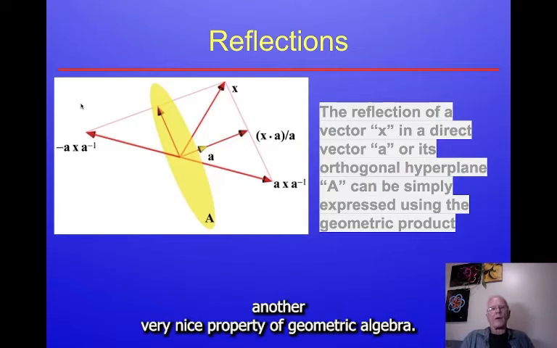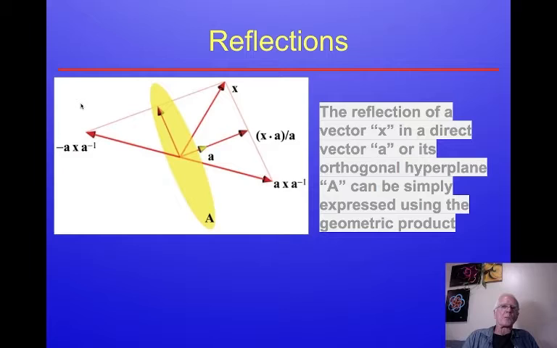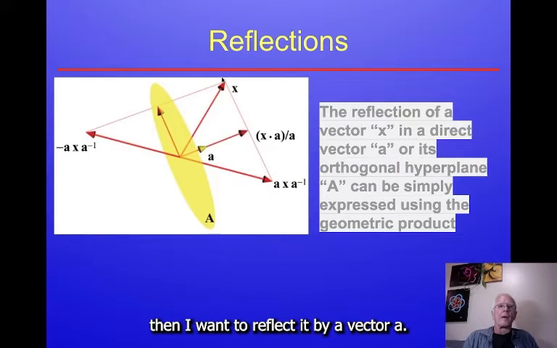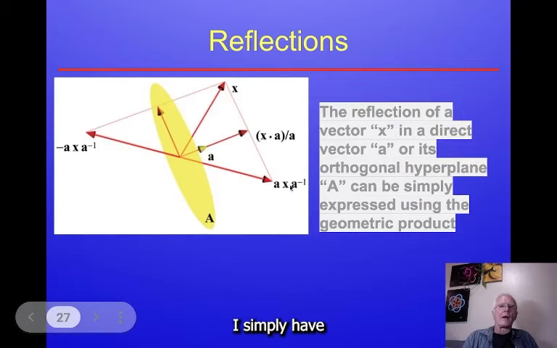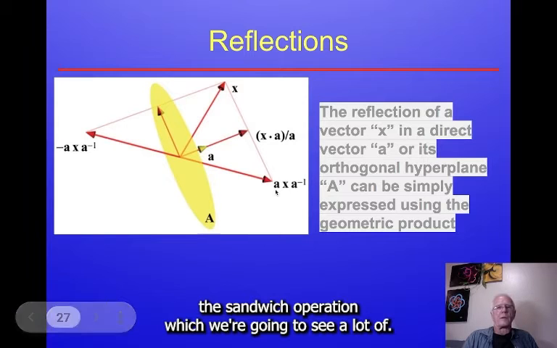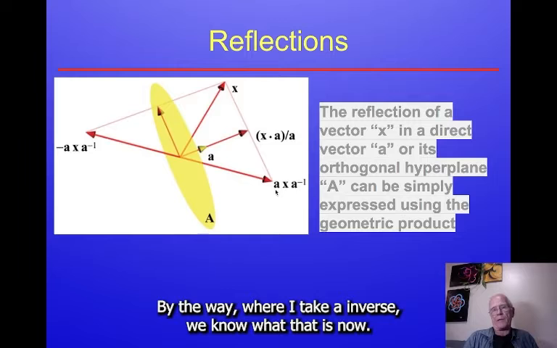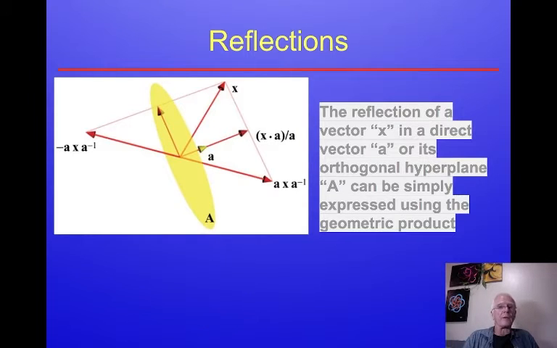Here's another very nice property of geometric algebra. If I take the original vector x and I want to reflect it by a vector a, I simply have this sandwich operation, which we're going to see a lot of, by the way, where I take A inverse, we know what that is now, I multiply it by my vector x, and then multiply it by A.